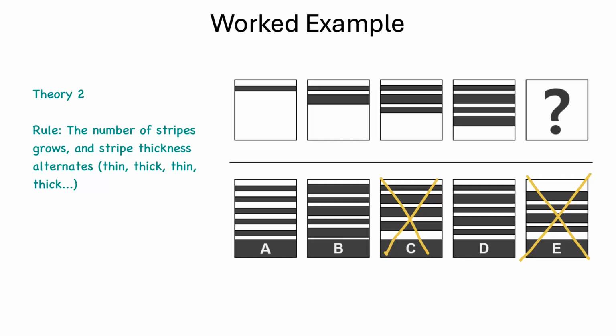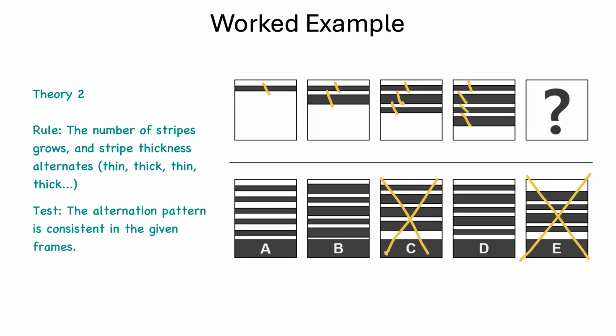Thin, thick, thin, thick. So we didn't identify this when we initially looked at the series, but if we look more closely, we see it's not just one stripe that's being added. Not every stripe is the same. We start with one thin stripe in frame 1, and then in frame 2, we have a thin stripe and a thicker stripe. Then in frame 3, we have thin, thick, thin, and frame 4, thin, thick, thin, thick.